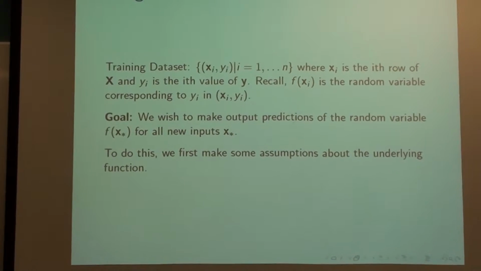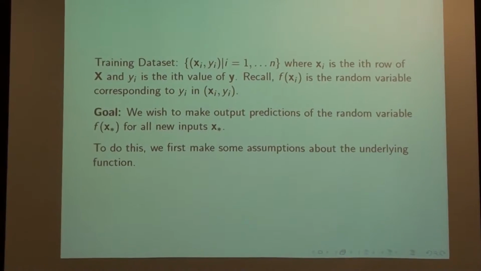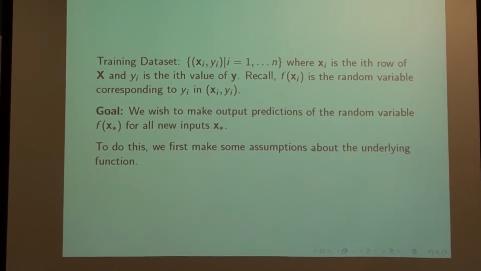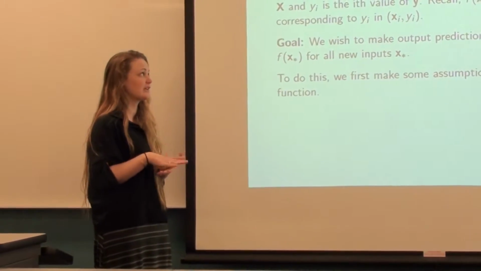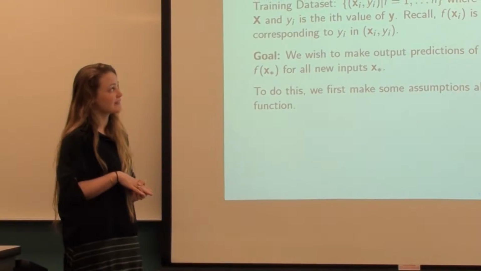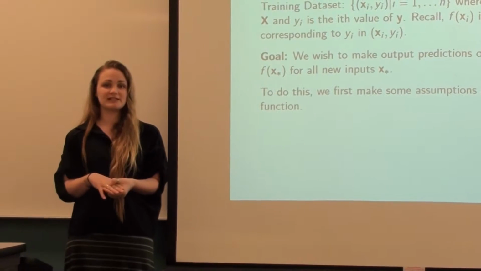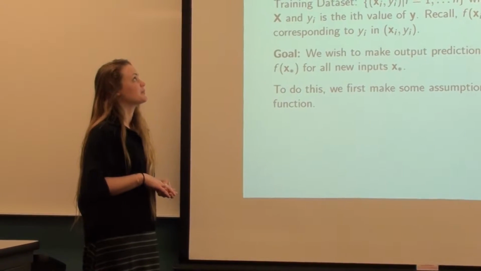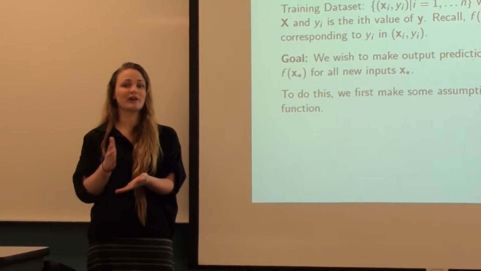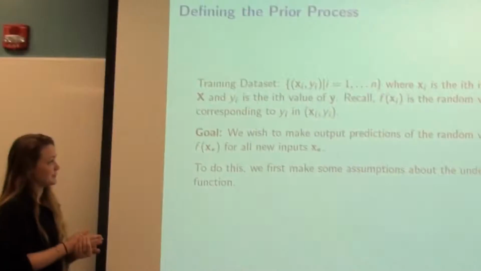Okay, so we begin by defining the prior process. We want to make some assumptions about the underlying function and then include the training data set that we have. So we're going to use Bayesian statistics. Hopefully everyone is somewhat familiar with that as well. So instead of having a prior distribution, we have a prior process this time.